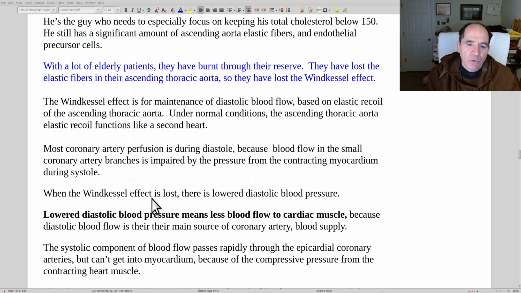You typically see a loss of the Windkessel effect in Westerners after eating the SAD diet for decades, so they don't have much diastolic flow compared to what they should for a Windkessel effect. And so they'll get more systolic hypertension. They don't get so much diastolic hypertension. And I'm not trying to sound mean or anything. I'm just talking based on a lot of practical experience. Okay? And I wish everybody would have a good outcome.